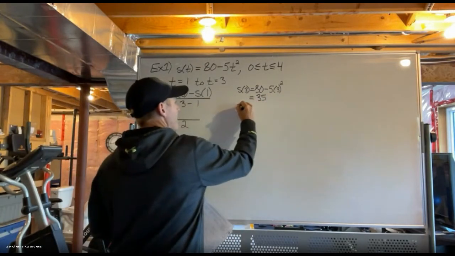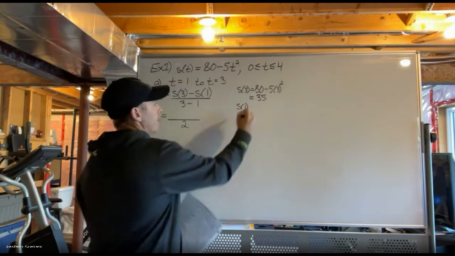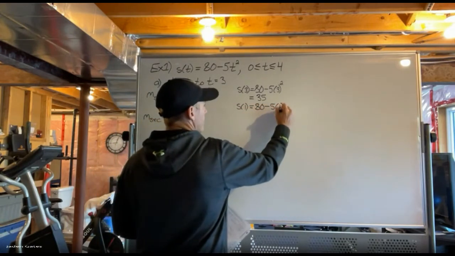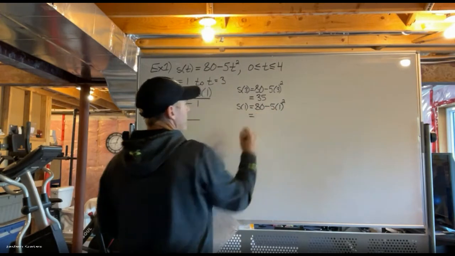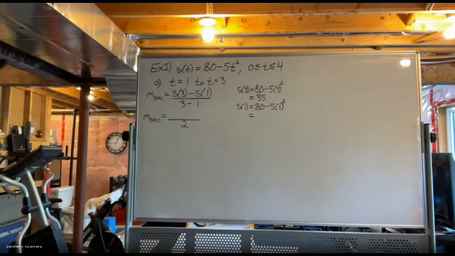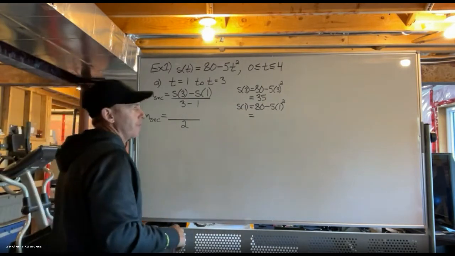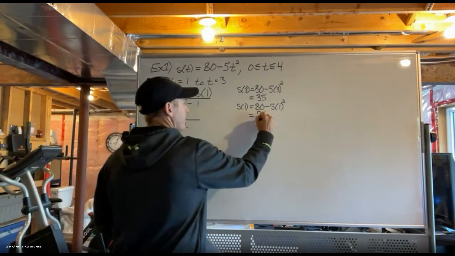All right, I also can find s of 1. Same idea, plugging in 1 for t. All right, so let's see here. 80 minus 5 times 1 squared. 1 squared is 1, times 5 is 5, so this is going to be a 75.